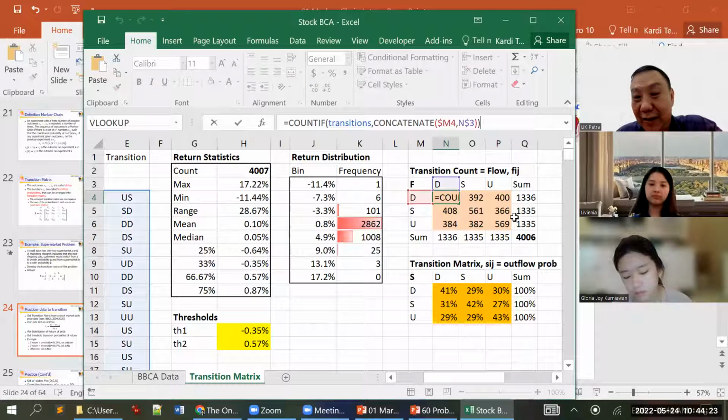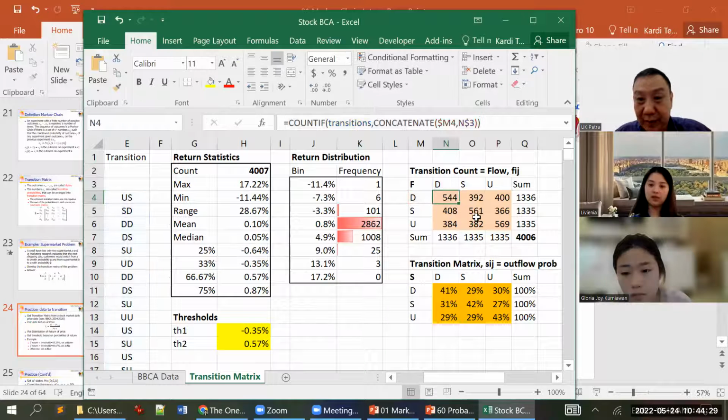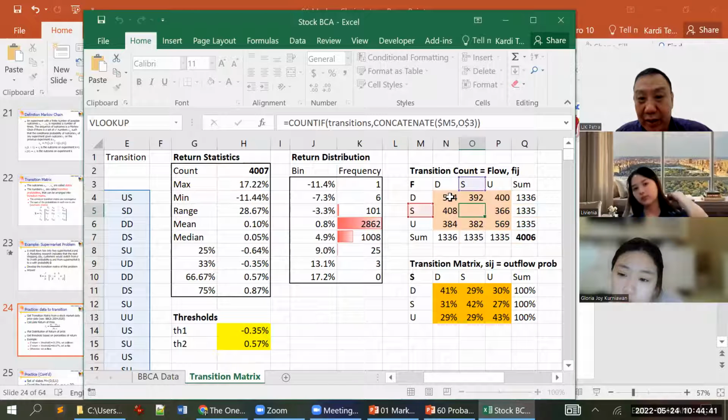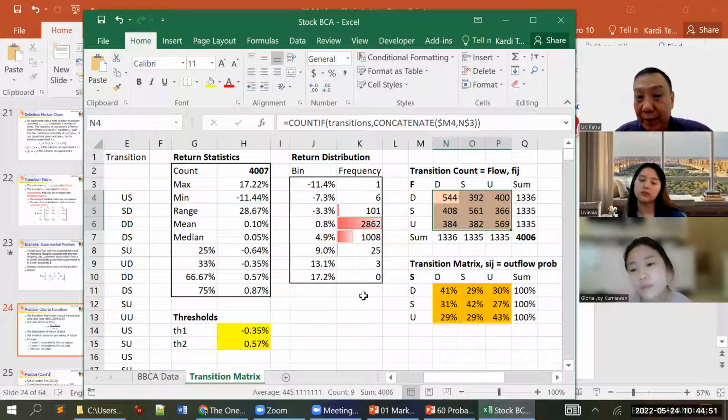Can you see the formula here? This is just the COUNTIF of the transition column, and then a concatenate of these symbols. D means down, S means stay, U means up. Okay, and then I got the flow. This is basically the flow.